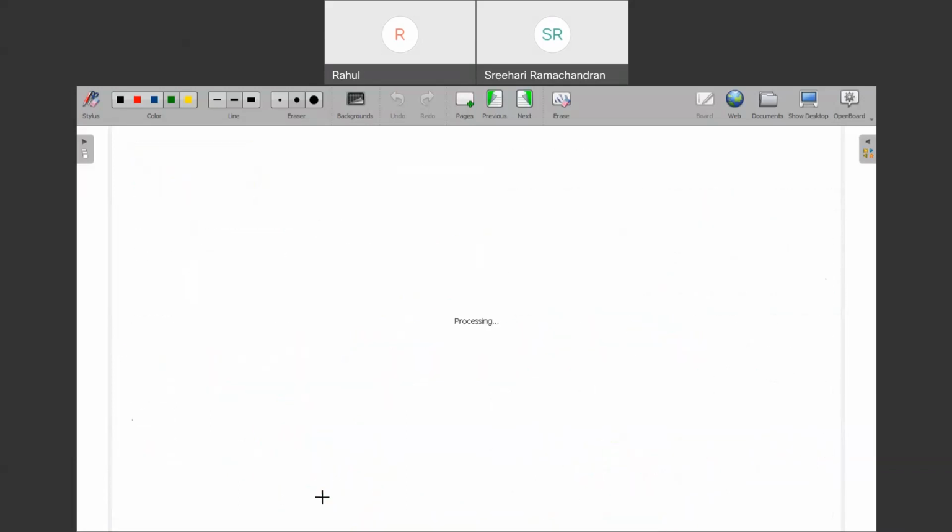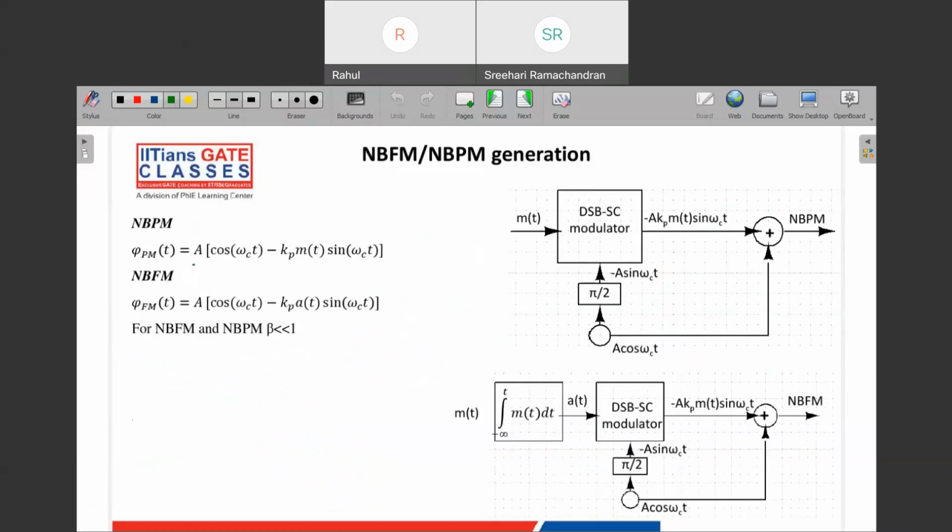So how do we do this? We know that this is the NBFM, NBPM signal. This term, m(t) sin ωct, we can generate through the DSBSC modulator. Once you have a DSBSC modulator with the message as one input and some sinusoid as the other, the output will simply be the multiplication with some constant. Then you add cos ωct. So you just take this cos ωct and add it here. This will give you the NBPM.